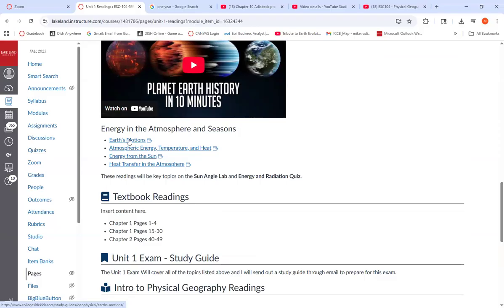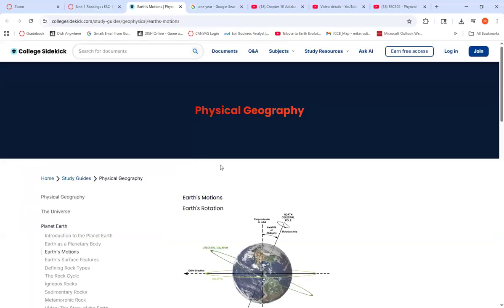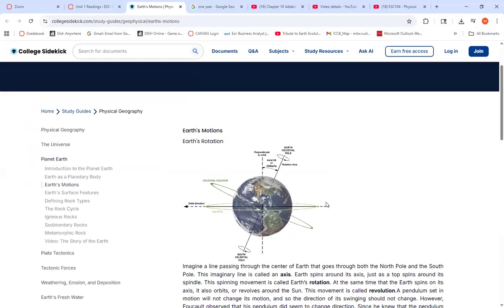These readings here will be specifically over the Sun Angle Lab, and you will have a quiz over energy in the atmosphere and the seasons. So there will be two assignments, and it tells you right there, the Sun Angle Lab and the Energy and Radiation quiz.